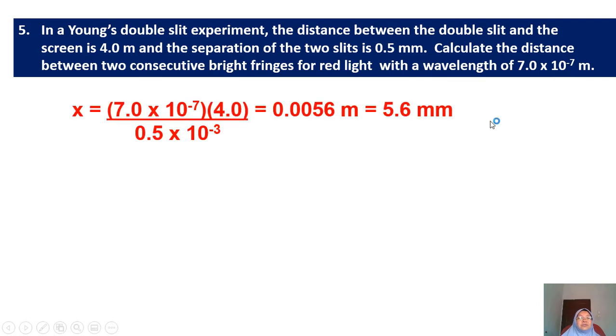Alright. So we use the formula x equals lambda D over a, right? So 7 times 10 to the minus 7 is lambda, 4 is D, and a is 0.5 millimeter, converted to meter is 10 to the minus 3. So you calculate, you get 0.0056 meter, convert to millimeter, 5.6 millimeter.